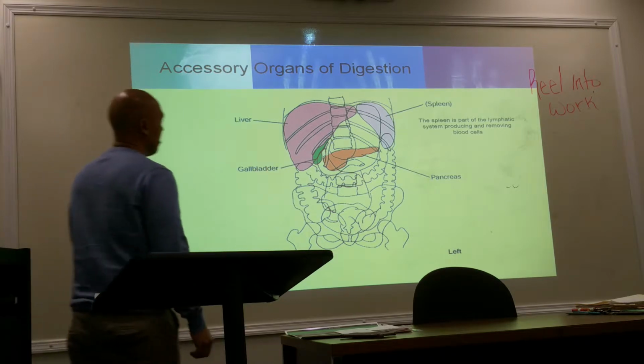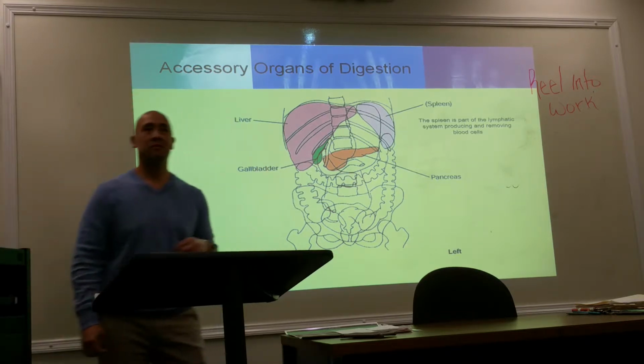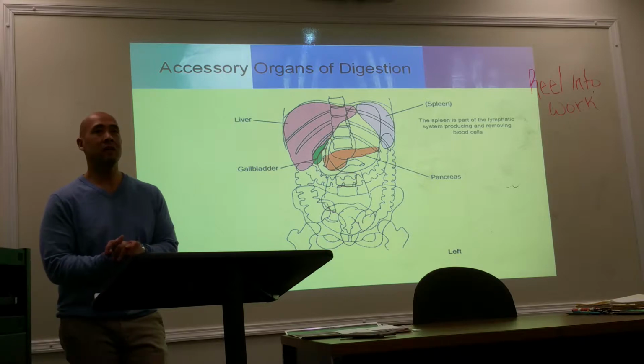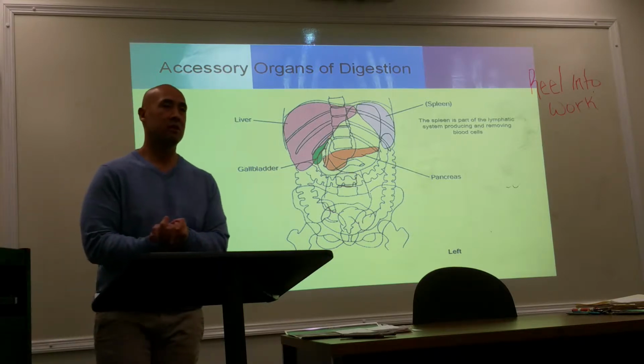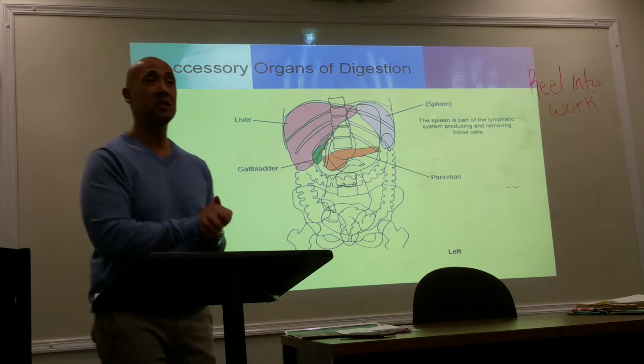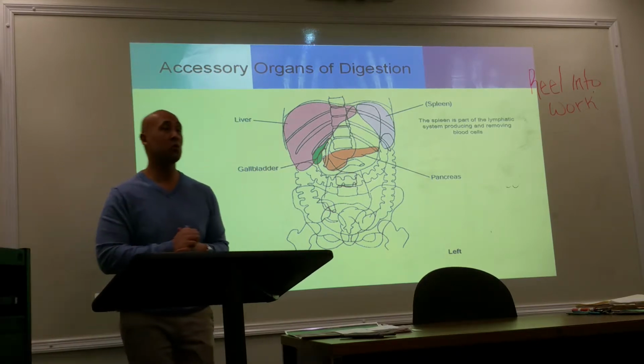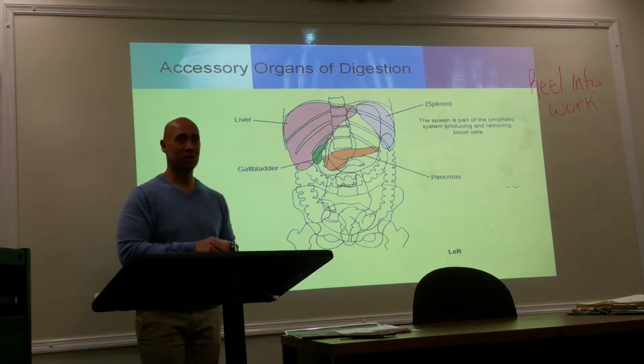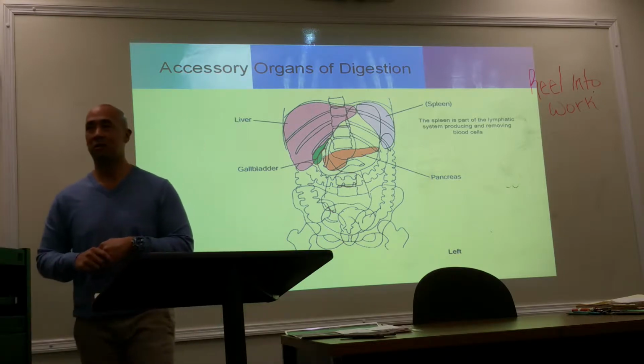Okay. Pancreas. Is that part of digestion? Mm-hmm. Okay, what does pancreas produce? Insulin. Insulin, okay, and enzymes, but it is known for producing insulin, which controls your blood sugar. Okay, controls your blood sugar.